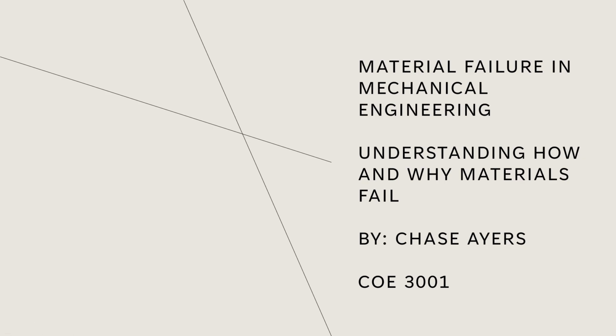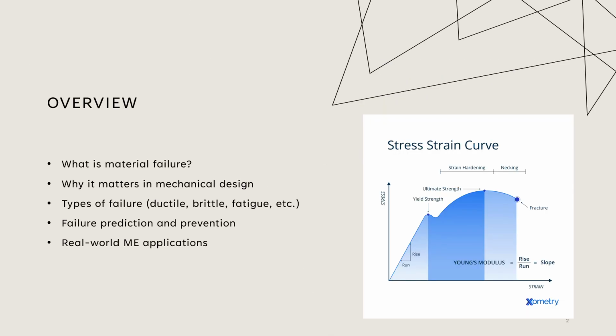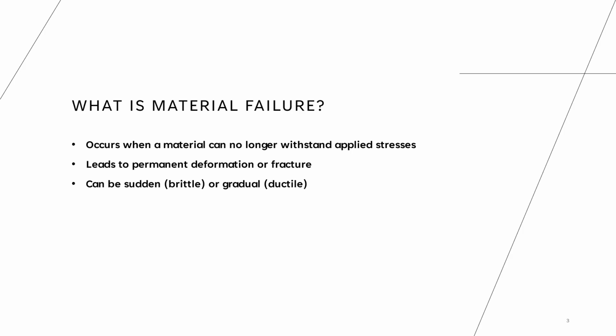This is my Creative Assignment 3 lecture on material failure in mechanical engineering, as well as understanding how and why materials fail. So, the overview for this lecture, what I'll be showcasing today, is what is material failure and why it matters in mechanical design, types of failure within mechanical design, failure prediction and prevention methods, as well as real-world mechanical engineering applications.